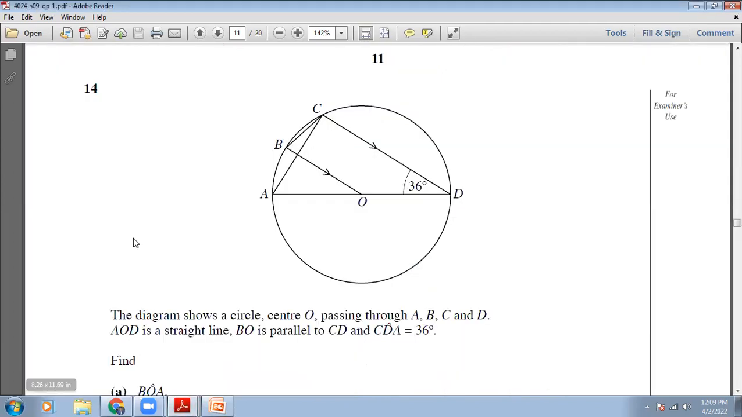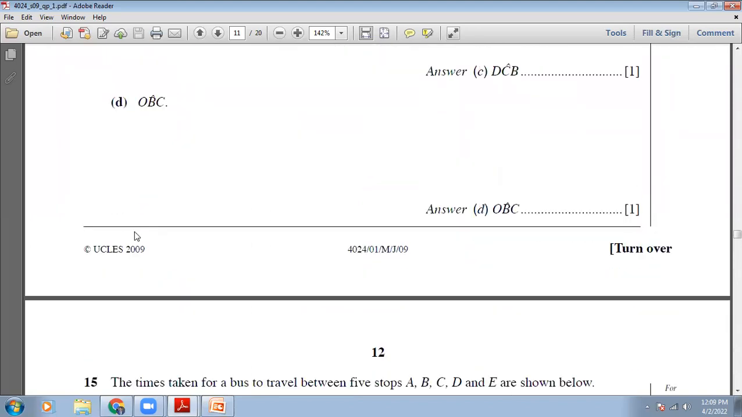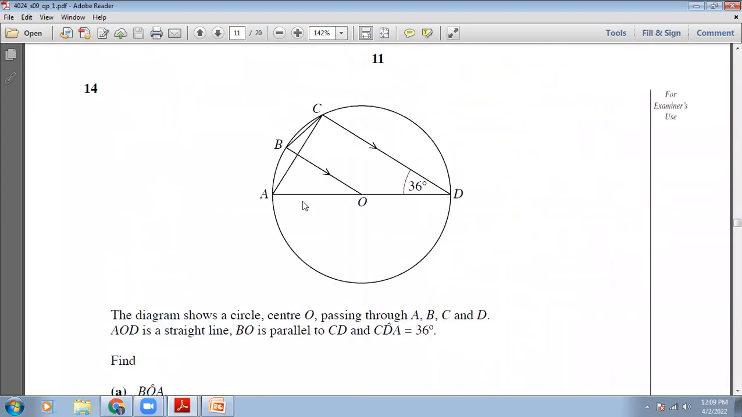108. Okay, then the next question they are asking is OBC. They want you to find this angle, this one.